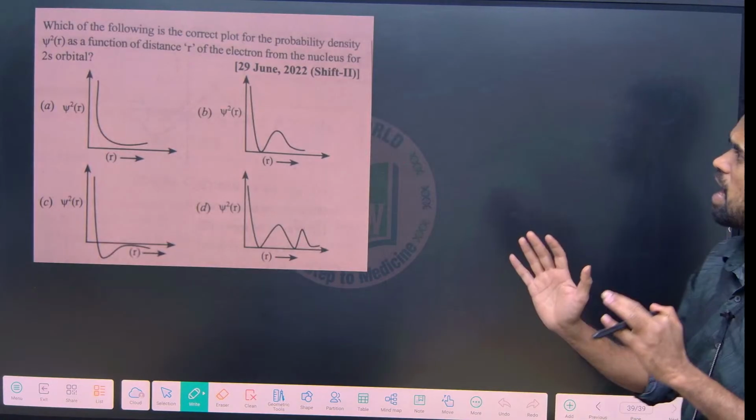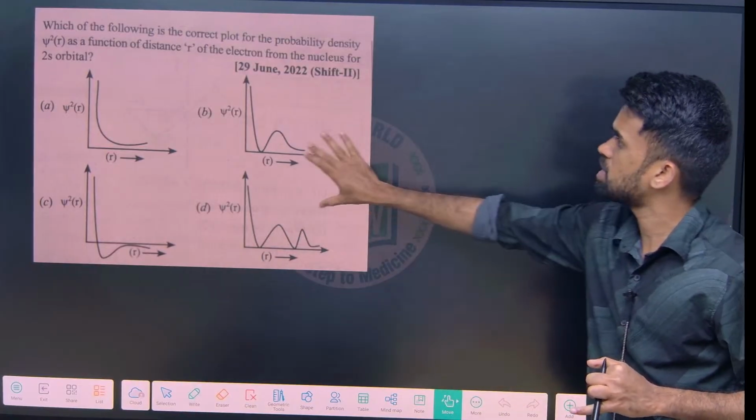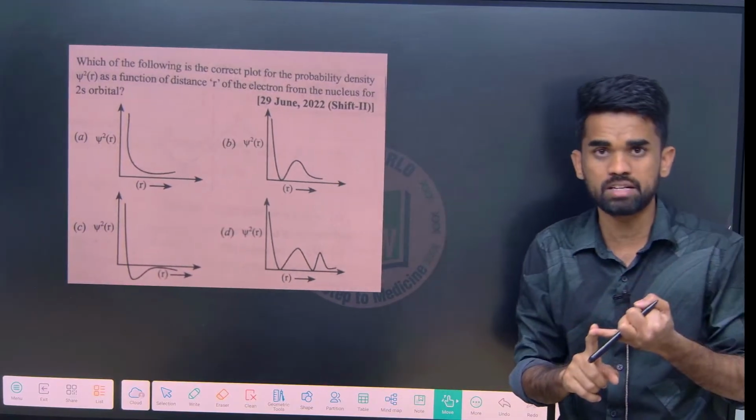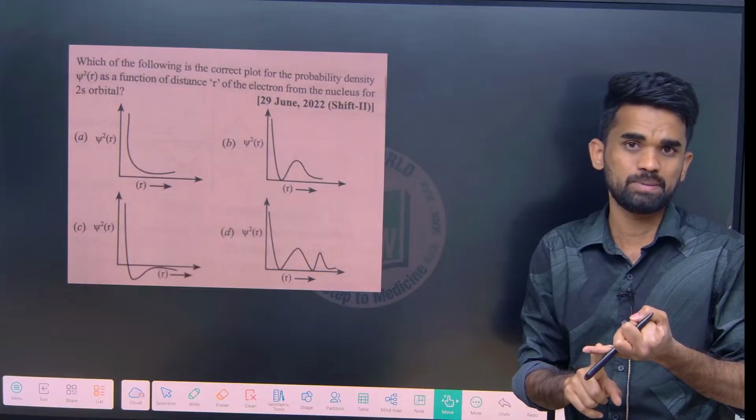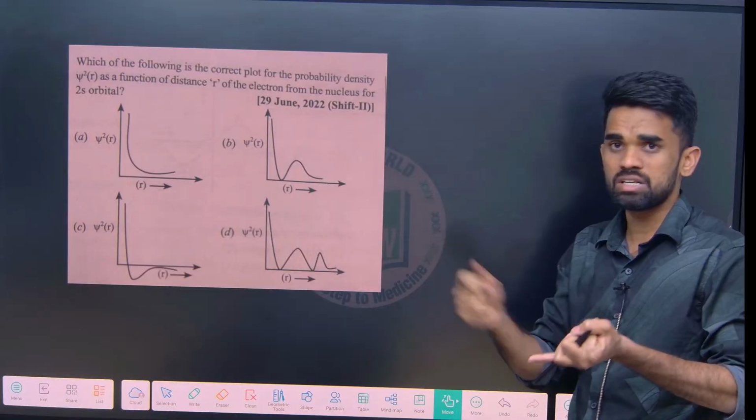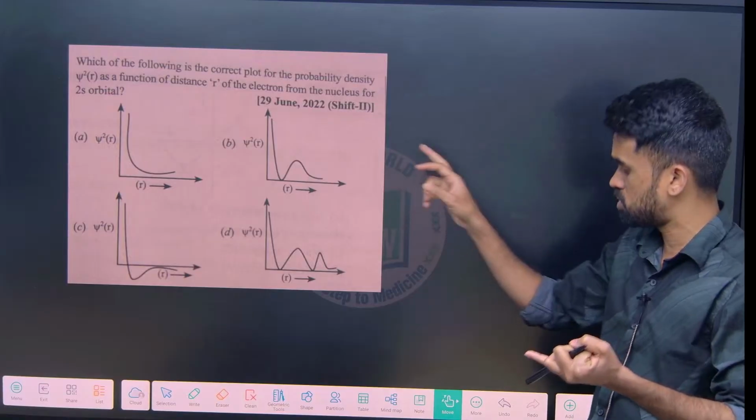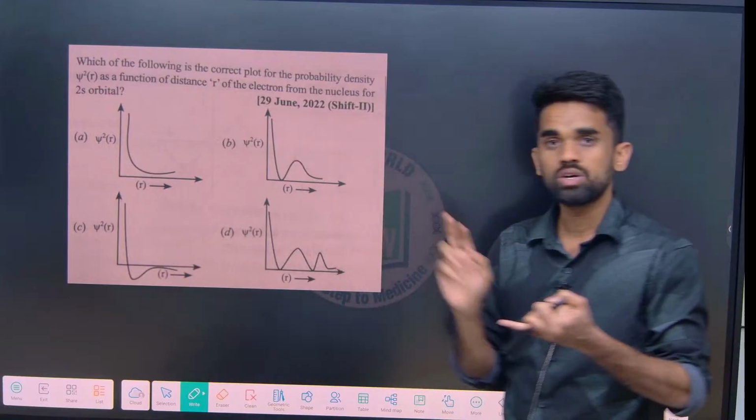This is the last question of this session. In the last session also we covered structure of atom questions related to NEET especially. In this session, all these questions, if you have observed, are from JEE. That's it.